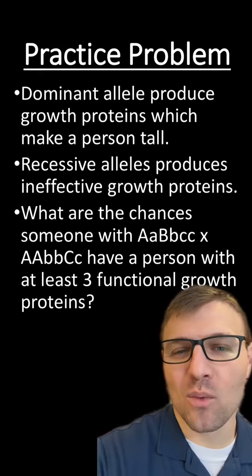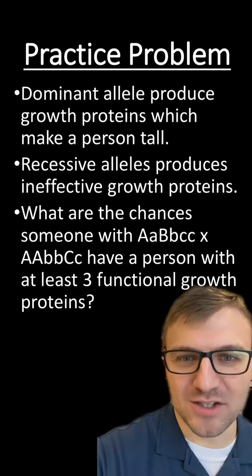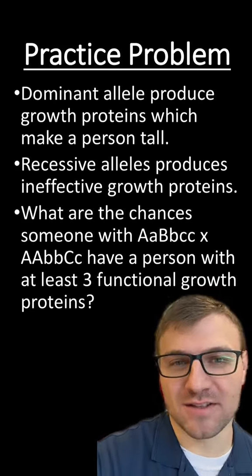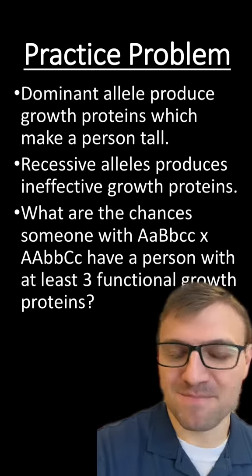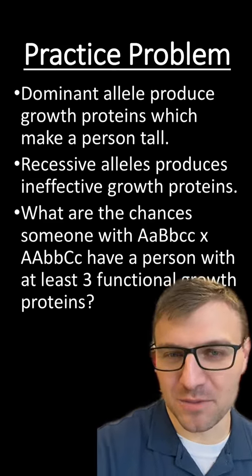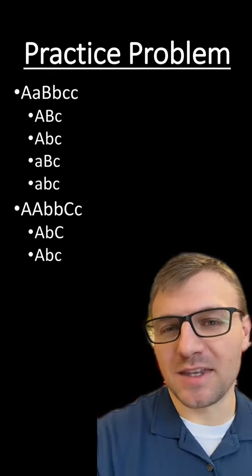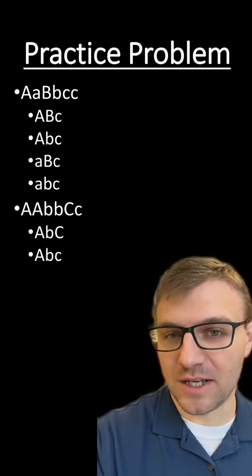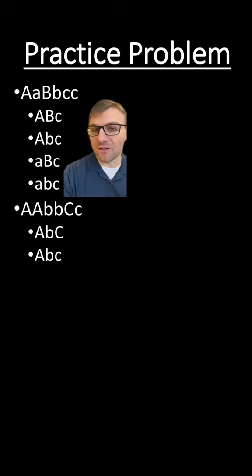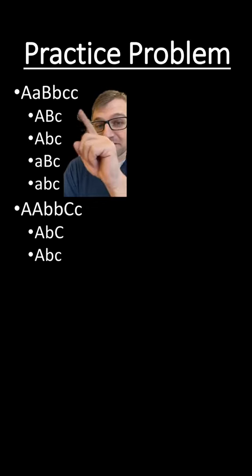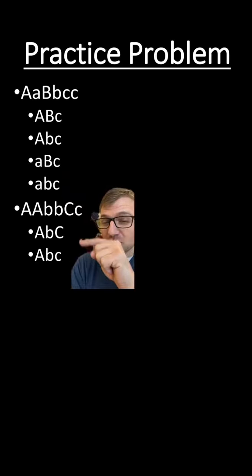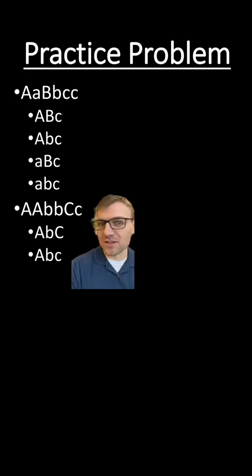Our question states, what are the chances that somebody with, and you can see the two genotypes here, have a person with at least 3 functional growth proteins? Now, this looks really complicated, but I can assure you we're going to make it a lot more simple. Looking at those two genotypes between the A's, B's, and C's, we have for the first person 4 different allele combinations. Remember that you need 1 letter from each genotype, 1 from the A's, 1 from the B's, and 1 from the C's. And for this first person, there are 4 different allele combinations. For the second person, there's only 2 allele combinations, which makes our lives a lot easier in this case.